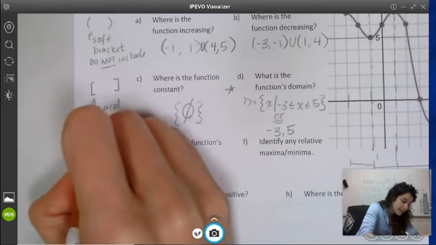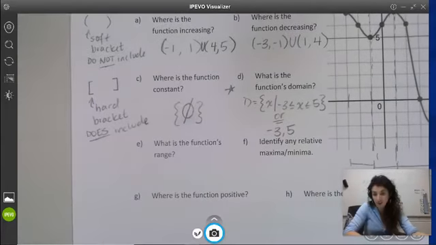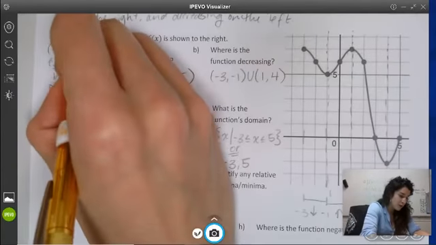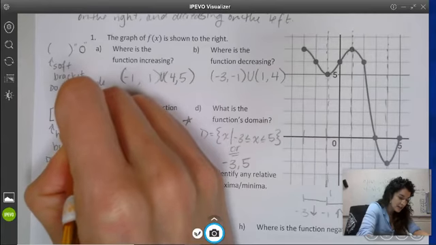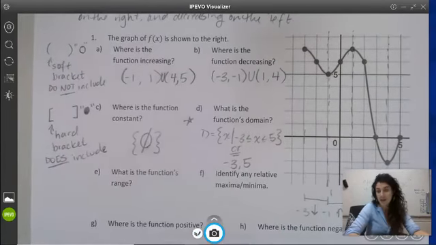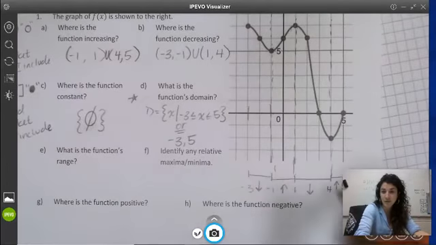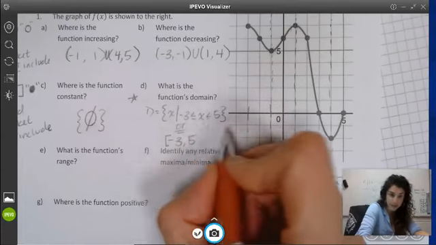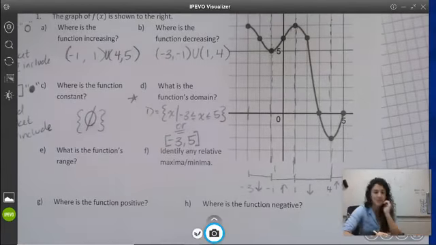A hard bracket does include the values. Think of it as your closed dot. If you maybe want to put like an open dot next to this guy and a closed dot next to this guy, that might be a helpful hint to you. So if we're including the values -3 and 5 in our domain, as you can see with the or equals to here, we would put little hard brackets. There you go.